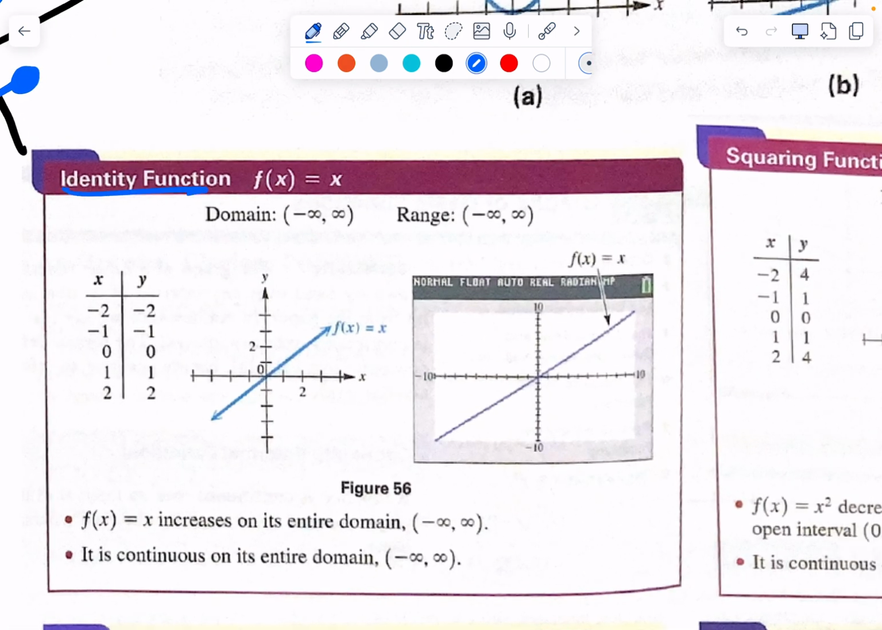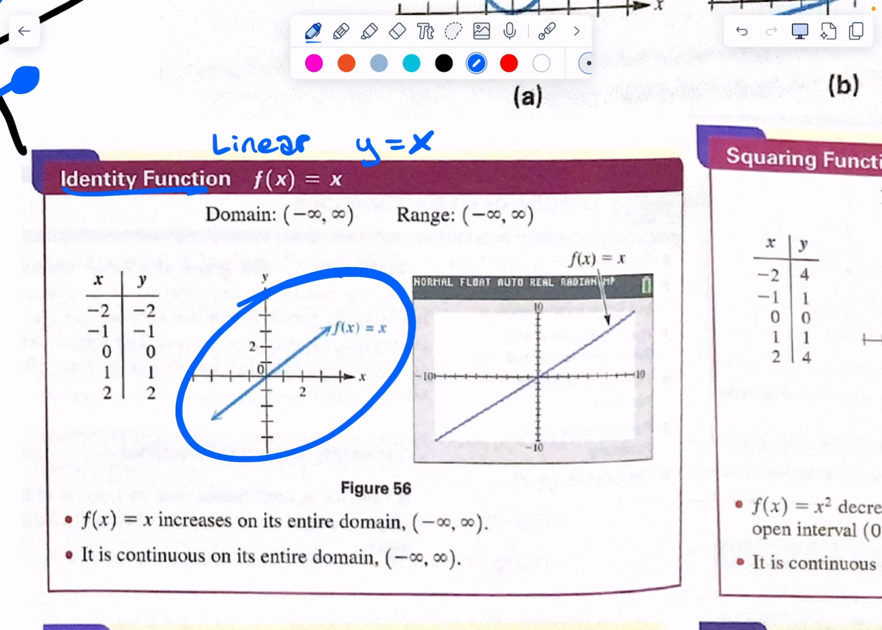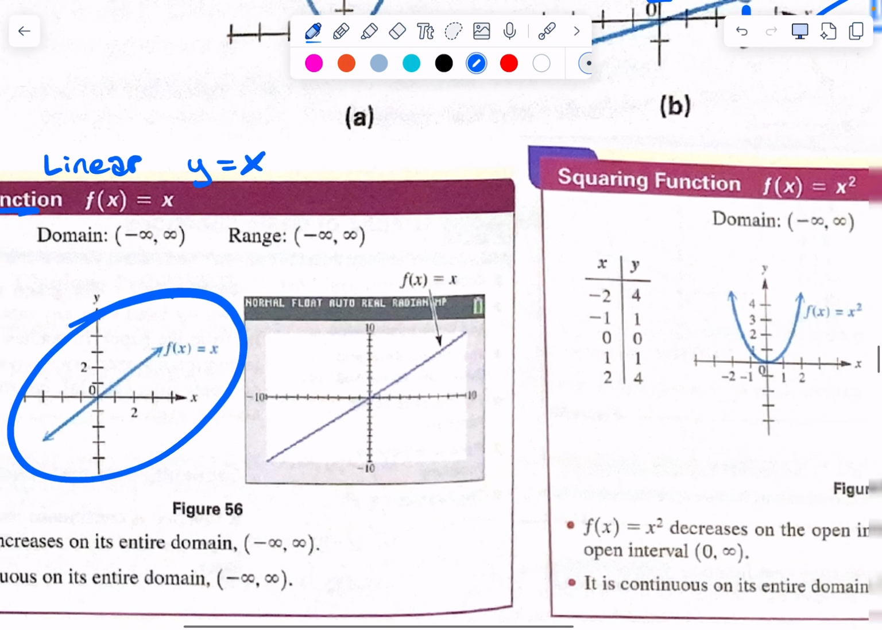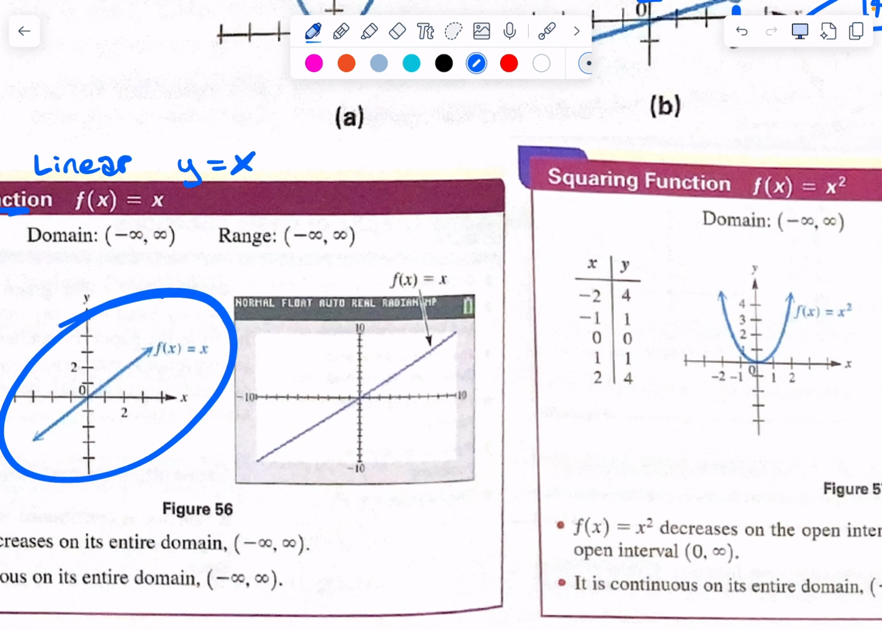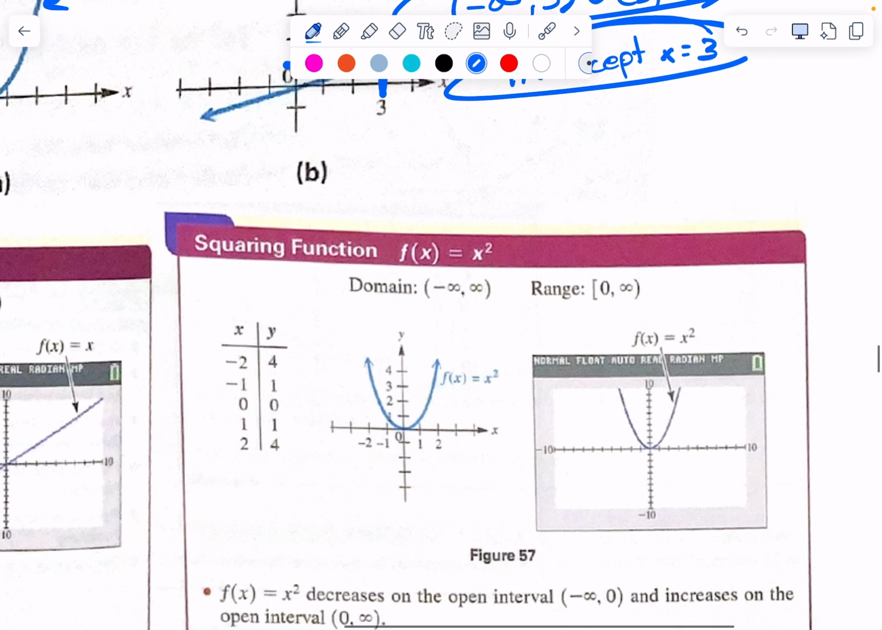They have the identity function. This is a linear function. I don't know why I included these in here because you guys know what these are. Y equals x is this function right here, a linear function. They call the next one the squaring function, y equals x squared. What do we call it? The squaring function. Quadratic, right. It's just weird. This book must be old that they call it that.